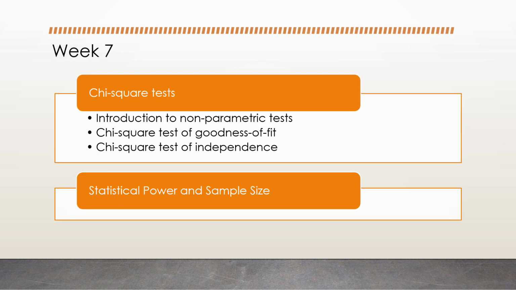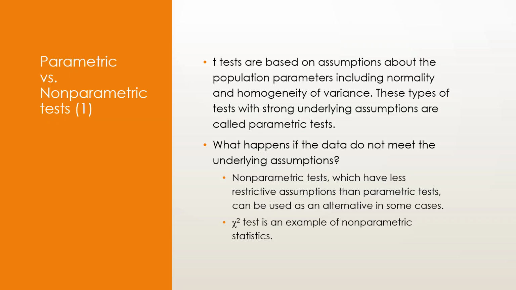Greetings. In this video, I'm going to introduce chi-square tests as an example of nonparametric statistics. The tests we have learned so far, including t-tests and regression, are all part of parametric statistics because they require strong assumptions about the data. For example, t-tests are based on assumptions about the population parameters, including normality and homogeneity of variance. These types of tests with strong underlying assumptions are called parametric tests.